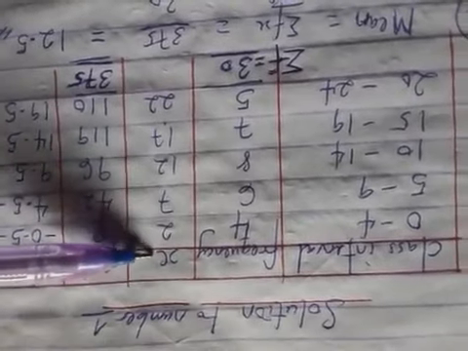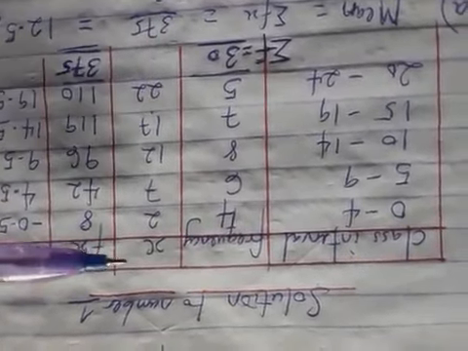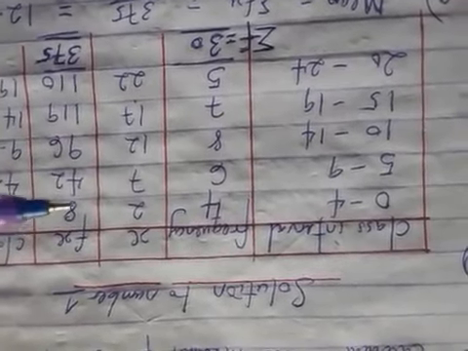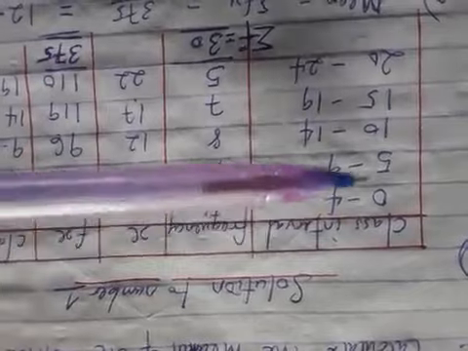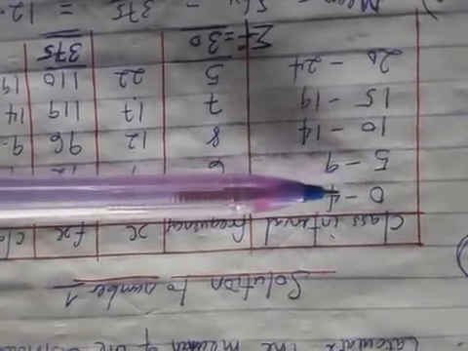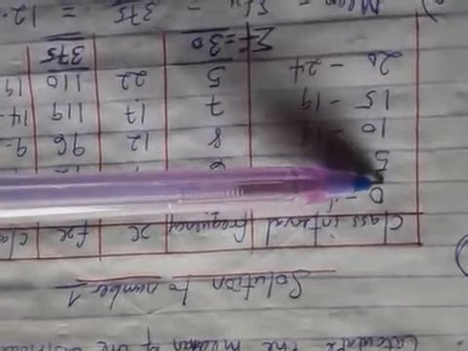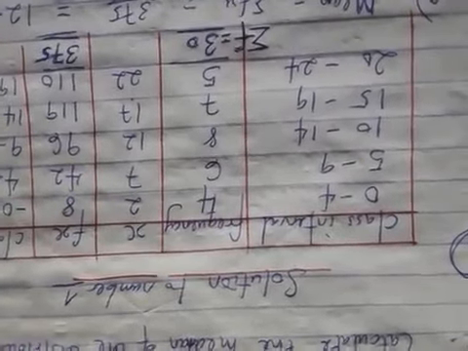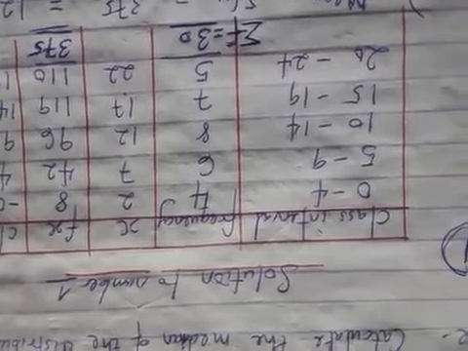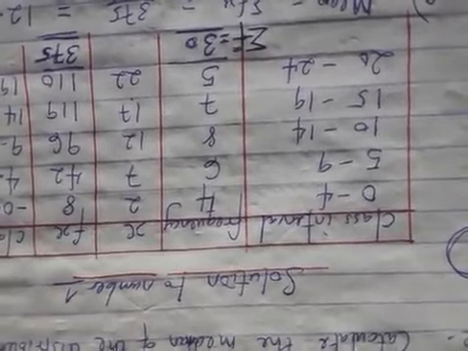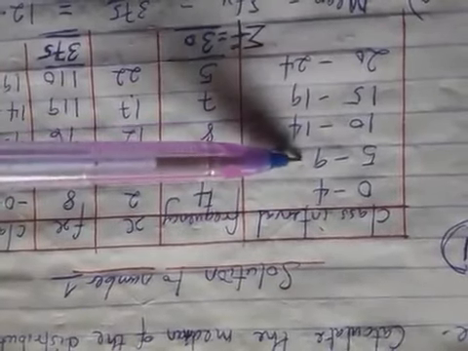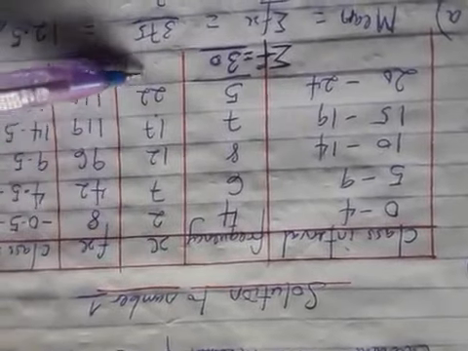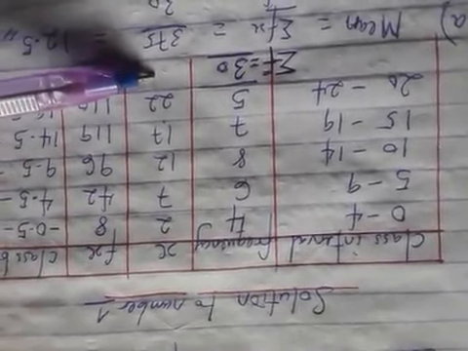Then my X. How did I get X? X is the same thing as the midpoint. Simply add the lower class limit and the upper class limit of your class interval, and divide by 2. You get the midpoint. So 0 plus 4, 4. 4 divided by 2, 2. The same thing here. 5 plus 9, 14. 14 divided by 2, 7. And then you do the rest for the other class intervals.